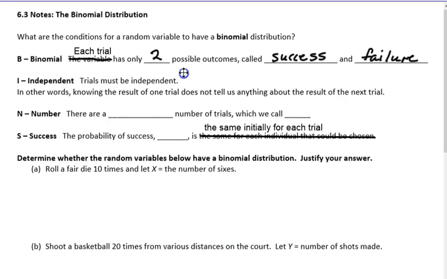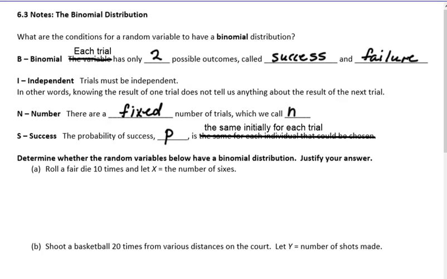Independent. The trials must be independent, so knowing the result of one trial does not tell us anything about the result of the next trial, like flipping a coin, tossing a die, that kind of thing. Number. There are a fixed number of trials, which we call n. That's one of the parameters of a binomial model. The probability of success, which we call p, is the same initially for each trial.